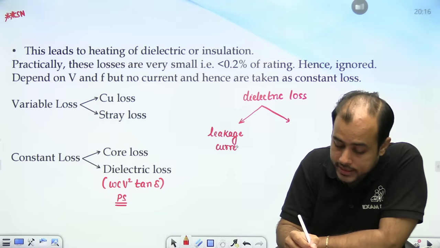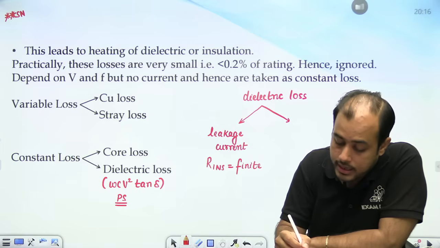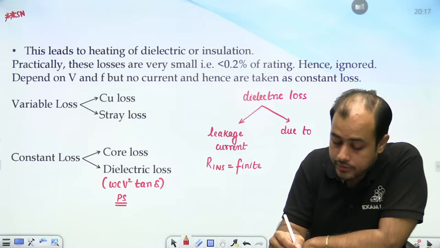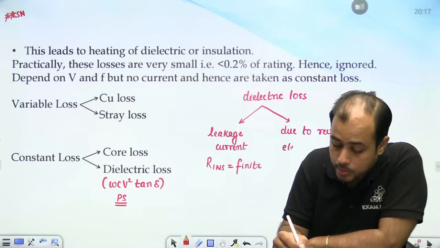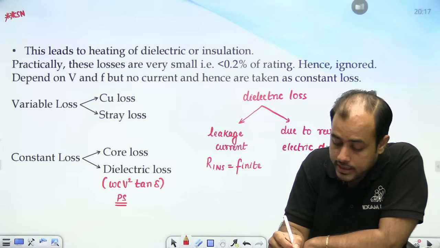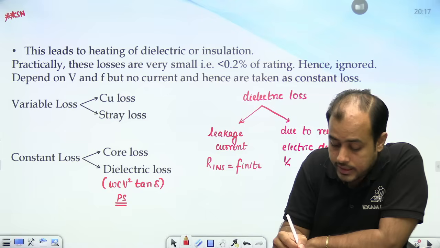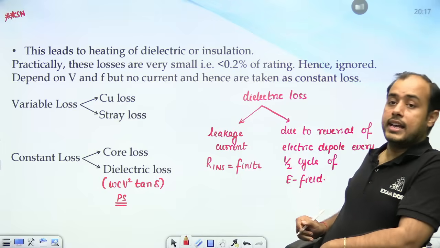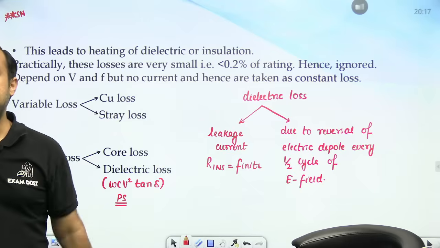So there are two components of dielectric loss: leakage current because insulation resistance is finite, and due to reversal of electric dipoles every half cycle of electric field. Okay. In every half cycle of electric field, the dipoles will reverse. समझ में आया dielectric loss?